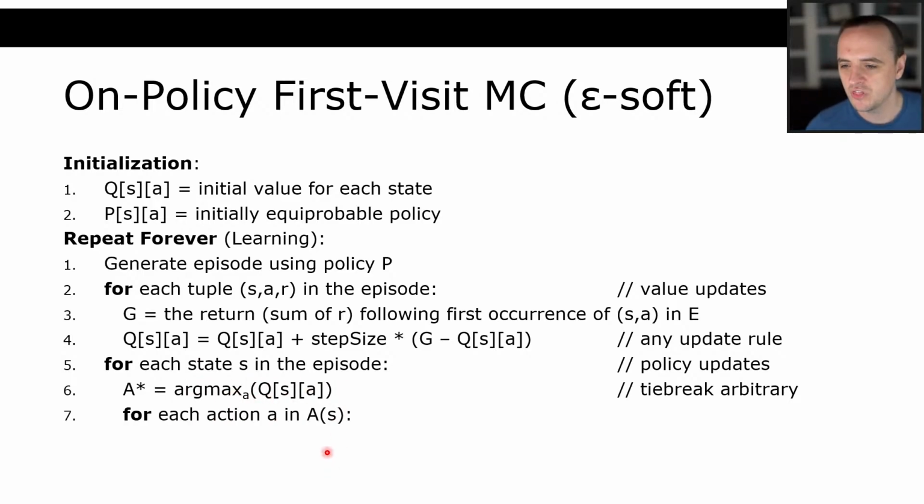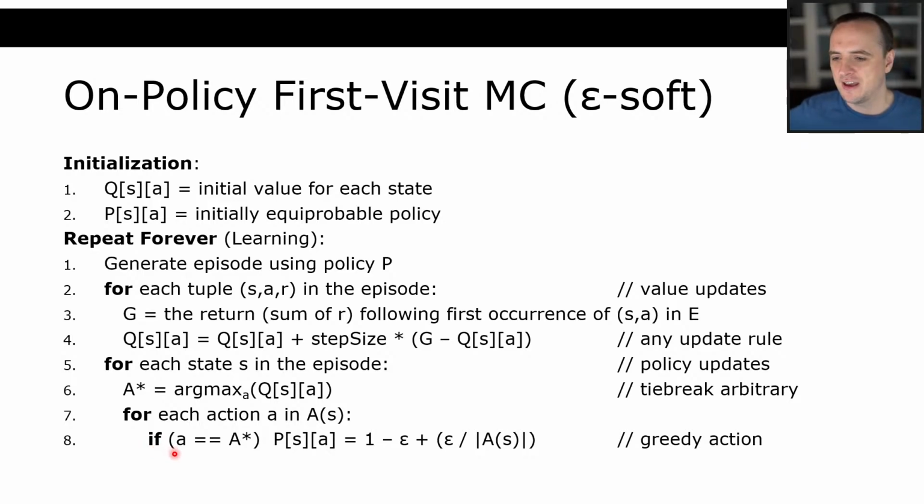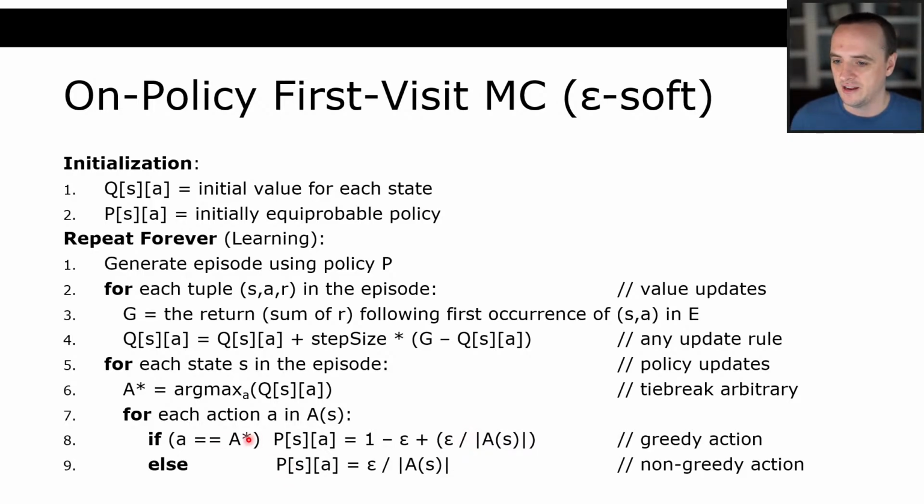Okay? Then for each action A in A(S), the actions that were legal, if A is one of the maximum actions, the probability in my next policy update of choosing this action is 1 minus epsilon plus epsilon divided by the number of actions. That's the formula we just talked about. Otherwise, it's not a greedy action, so we just say that the probability of choosing an action at a state is epsilon divided by the number of actions. Now, we're about to do a numerical example of this so you'll understand it.